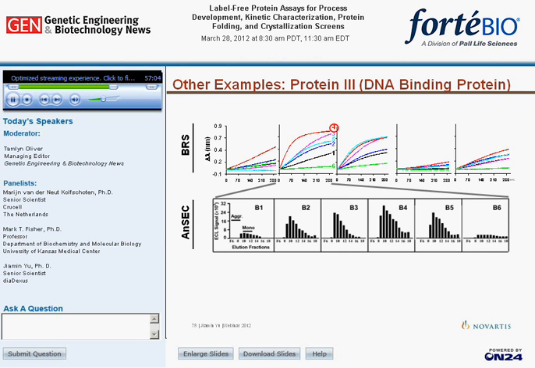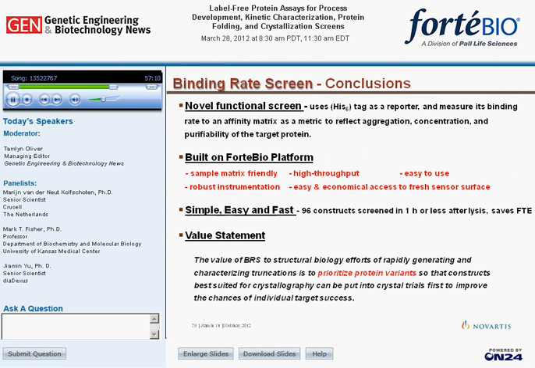So in conclusion, I hope I've convinced you that the binding rate screen is a novel functional screen that's very useful and uses the His tag as a reporter and measures its binding rate to an affinity matrix as a metric to reflect aggregation, concentration, and purifiability of the target protein.